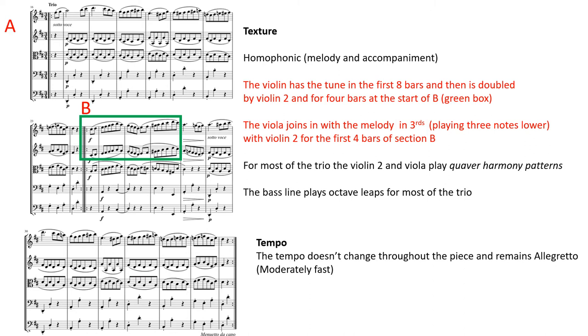The viola part also joins in with the melody at this point in the piece, but it is in thirds, which means it is playing 3 notes lower than the violin 2 part. For most of the trio, the violin 2 and viola play quaver harmony patterns. The bass line, as we can see, plays octave leaps for most of the trio. That means going from one note up to the same note 8 notes higher.